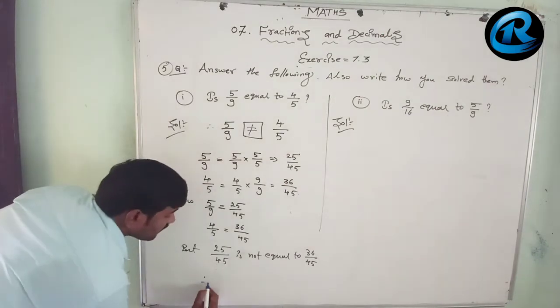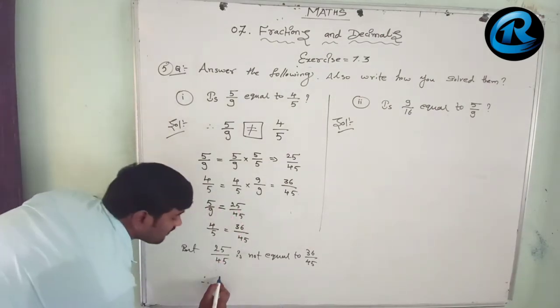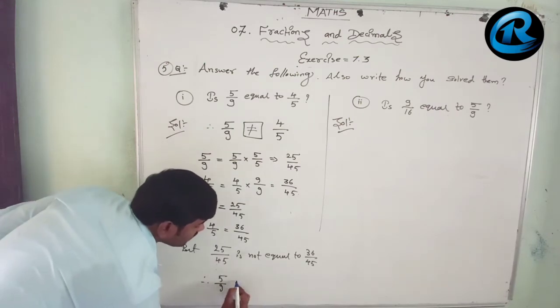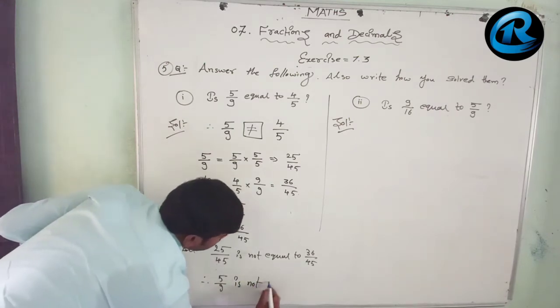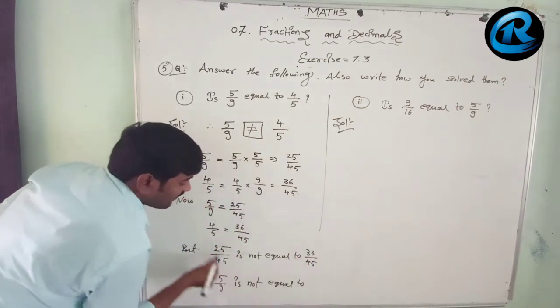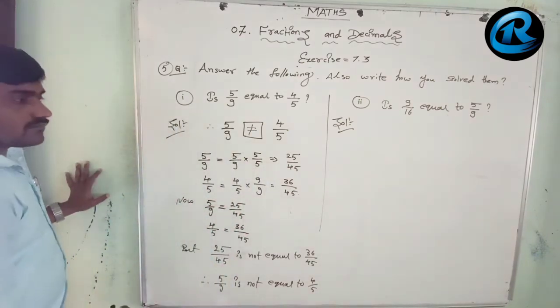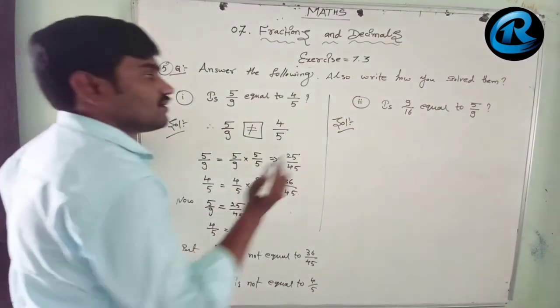So therefore we can write here 25/45 is nothing but 5/9. This 5/9 is not equal to this 36/45, which is nothing but 4/5. Simple. They are not equal. Why they are not equal?